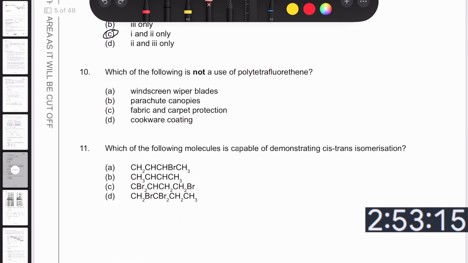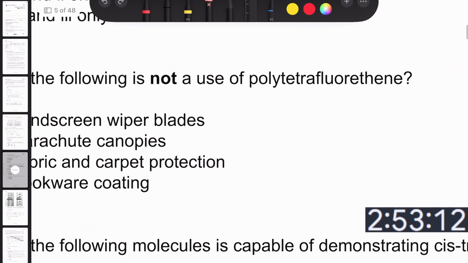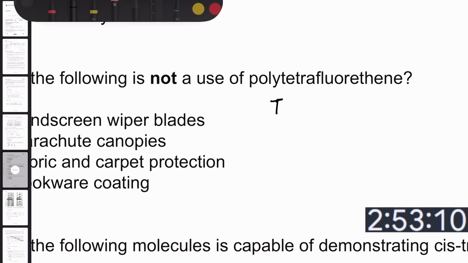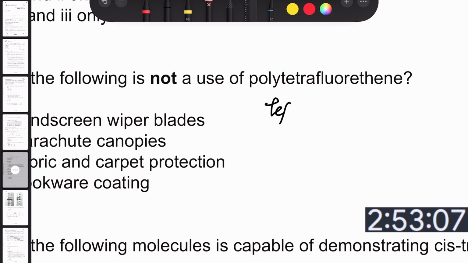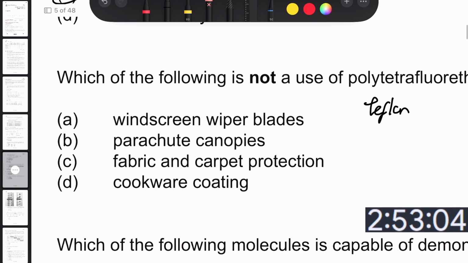Which of the following is not a use of PTFE? Oh no! This is my Teflon. It's in cookware, so that is 1. Windscreen wiper blades, that would be 1 because it's got the low friction. Now let's see, fabric and carpet protection, and parachute canopies. I can see why it would be for C, because you need the low friction so it doesn't scuff up your carpet and fabrics, I think.